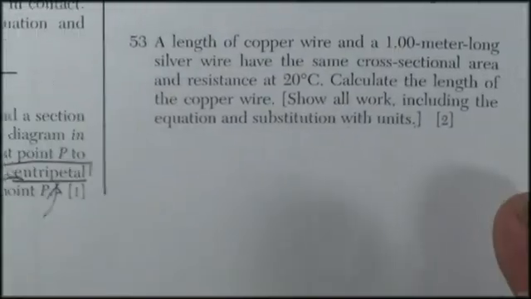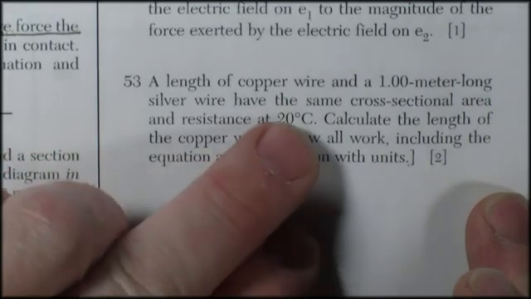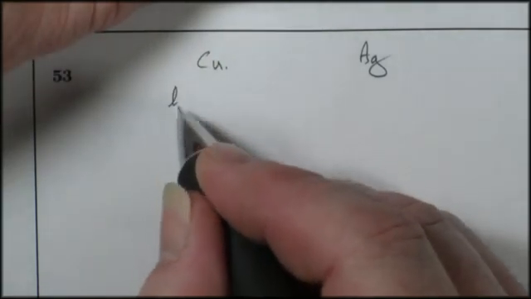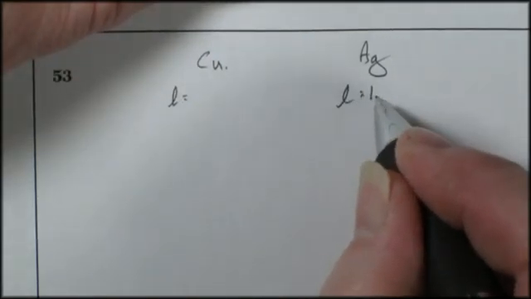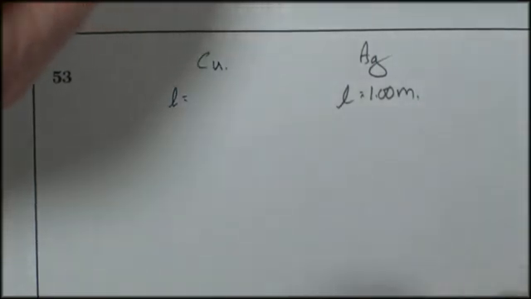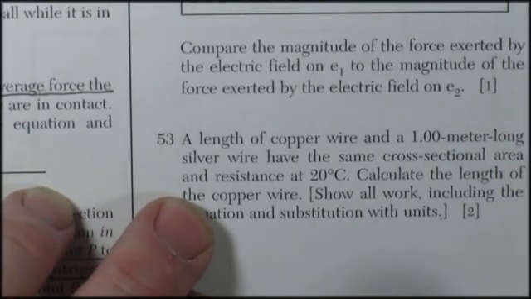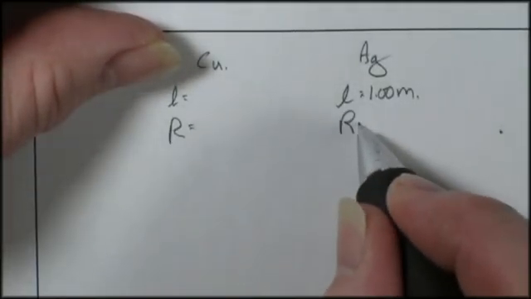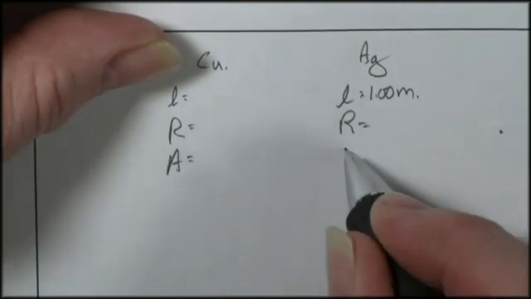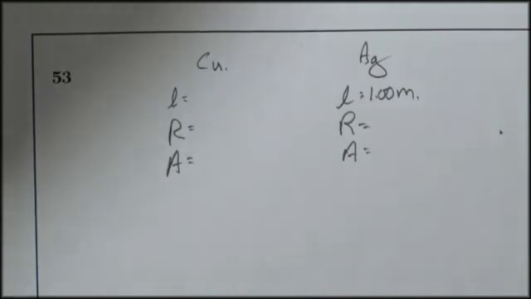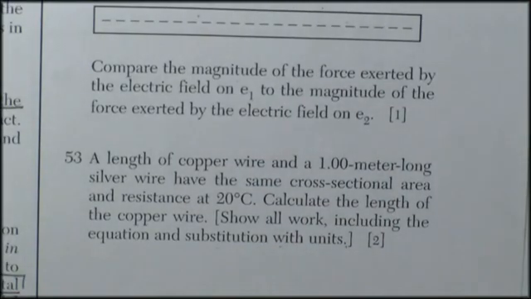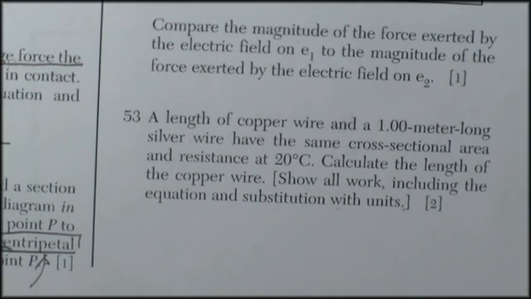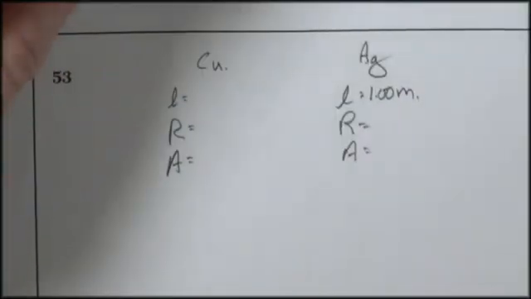Okay. A length of copper wire and a 1 meter long length of silver wire. So I've got an unknown length of copper wire and my length of silver wire is 1.00 meters long. They have the same cross-sectional area and resistance. So R's are equal and cross-sectional area is equal. And the temperature is 20 degrees, so whatever it affects, it affects both of them equally. Calculate the length of the copper wire. Show all work. Oh man, I hate these.